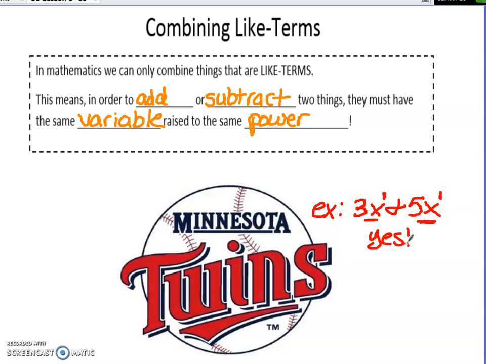On the other hand, if I gave you, let's say 3x squared and 3x, and asked you if those were like terms, you would go ahead and answer no. They do have the same variable, right? They both have the x there. However, those x's are not raised to the same power. This one is raised to a 2. This one is raised just to a 1. So these are not like terms.